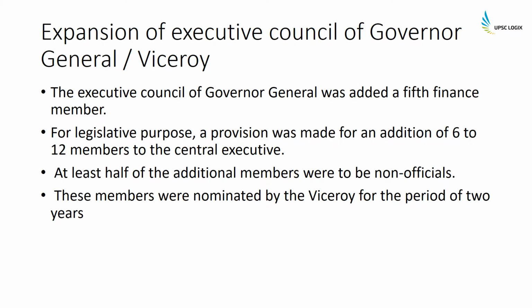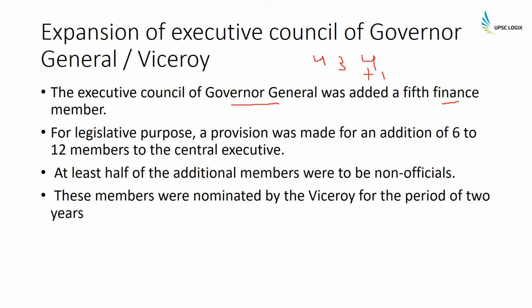The Councils Act of 1861 expanded the Executive Council of the Governor General or the Viceroy, and a fifth member was added to the Executive Council of the Governor General, a finance member. There were initially four members, then it became three, then again it became four, and one law member was added who was Macaulay, and now a fifth member was added.